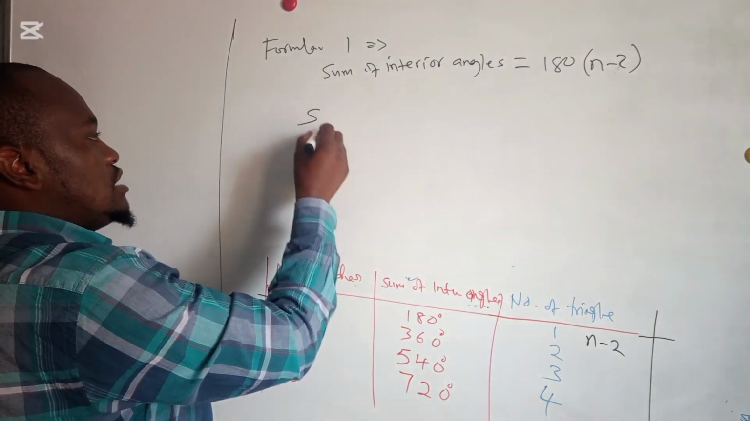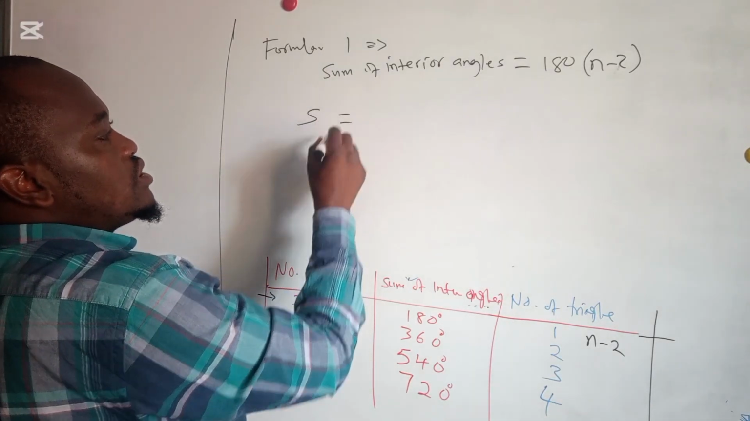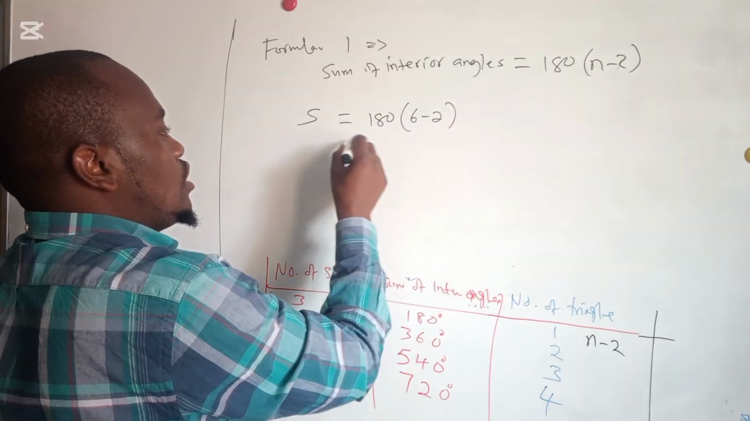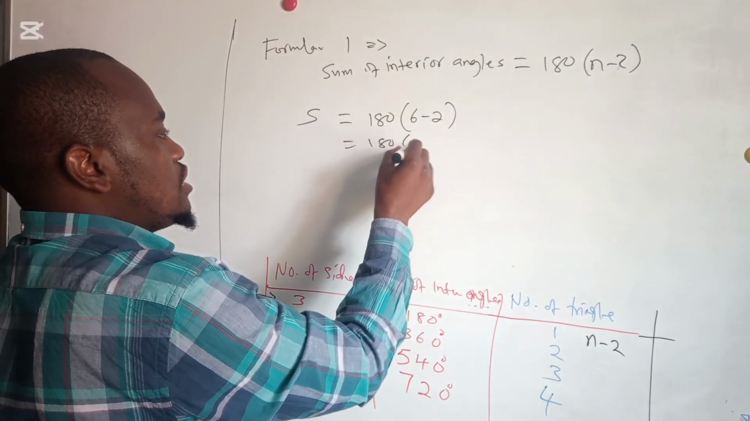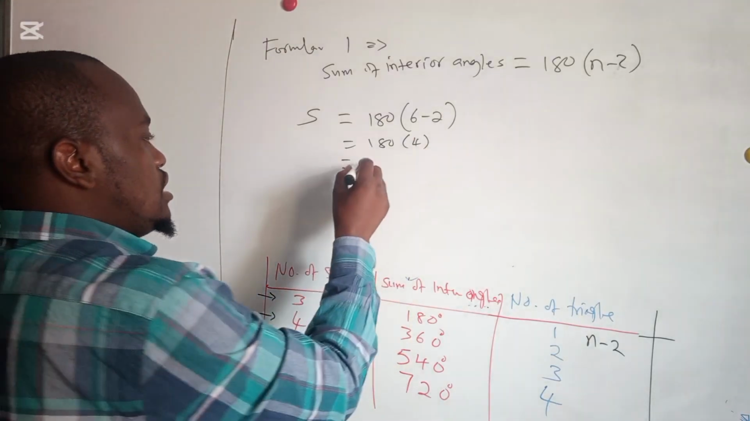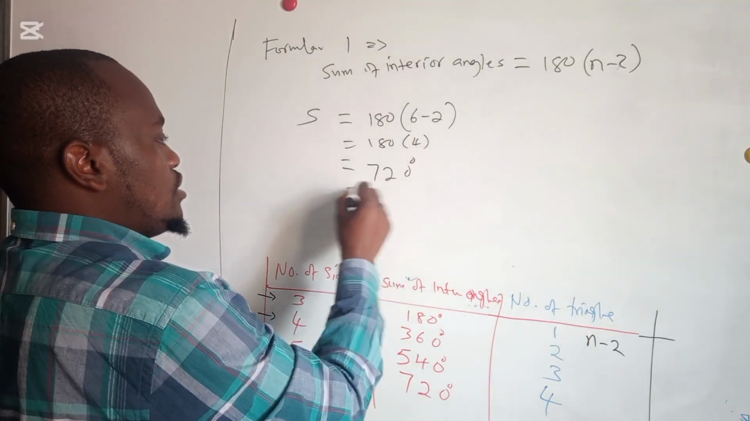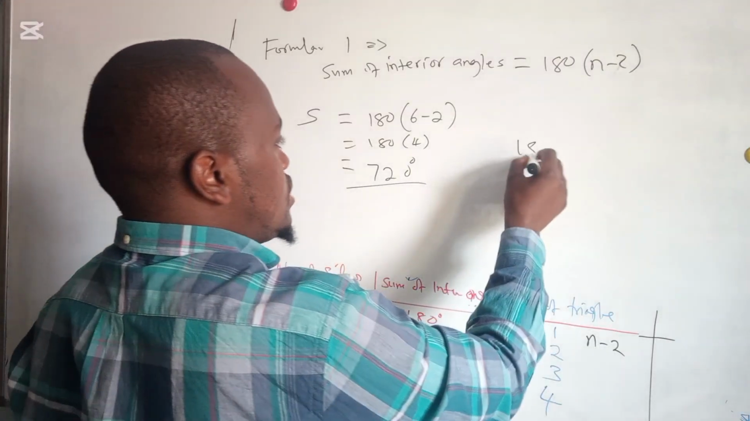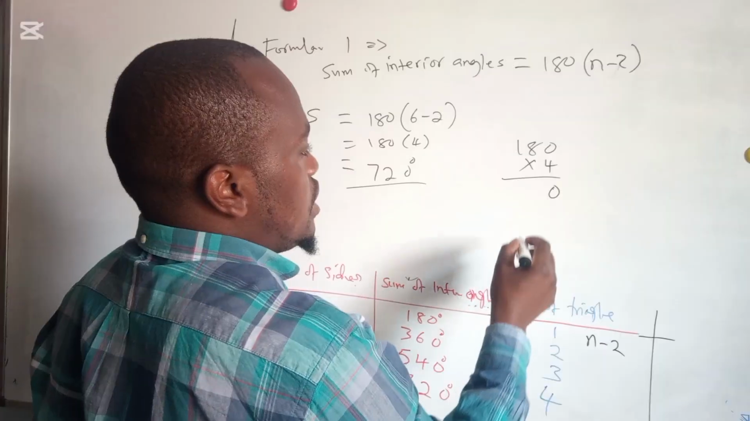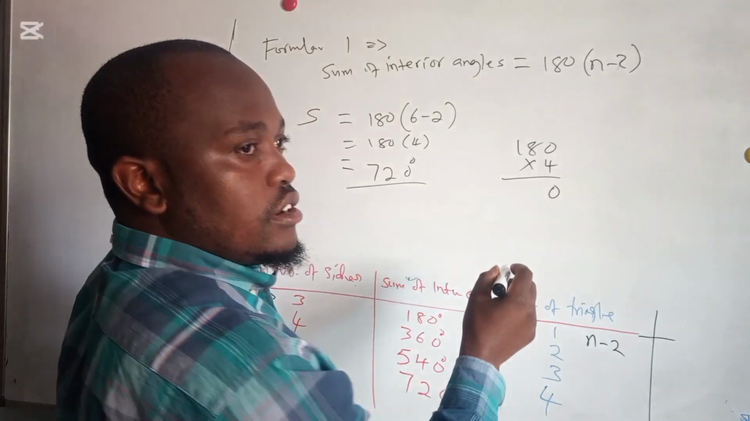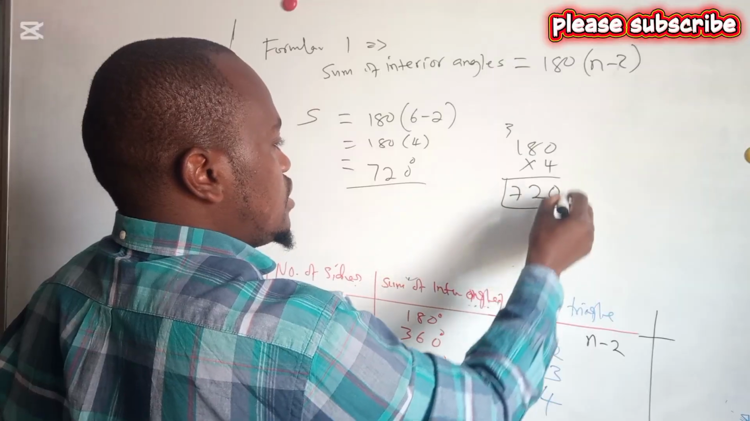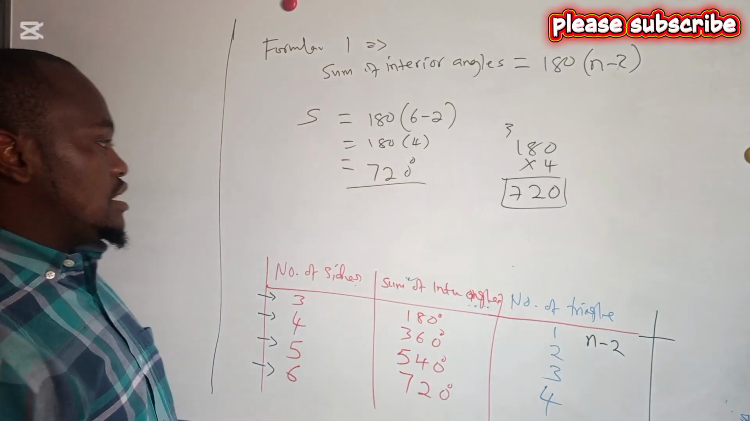would say S is equal to 180 in brackets 6 minus 2. That is 180 times 4. We know that 180 times 4 is 720 degrees. You can do that with your calculator, or you can just do it manually. This is 0, this is 4, that's 2, this is 7. So this is 720 degrees.